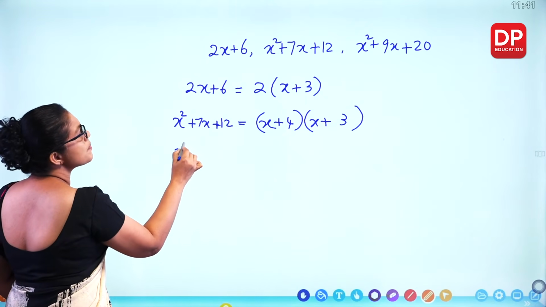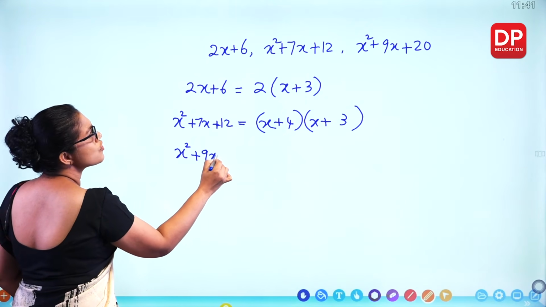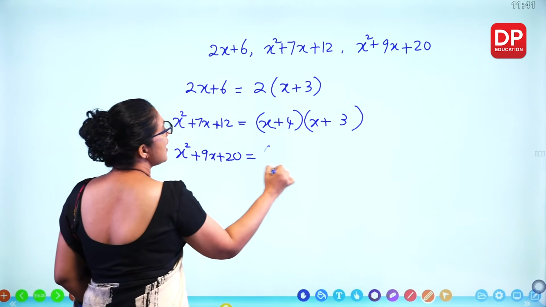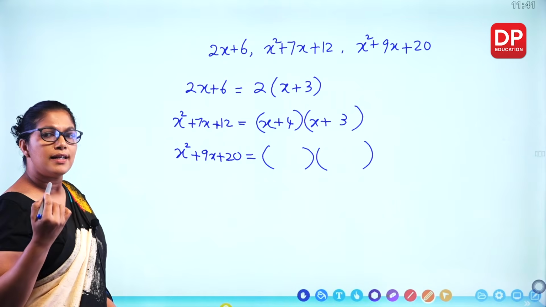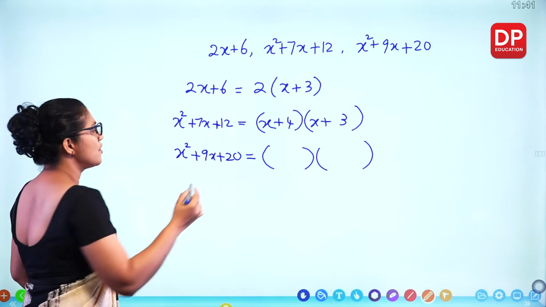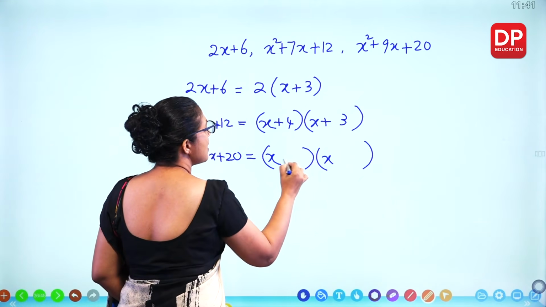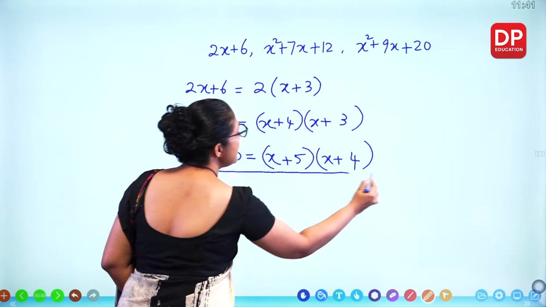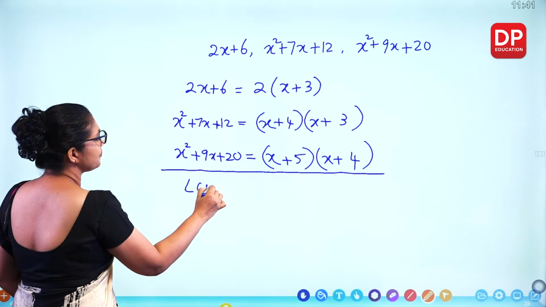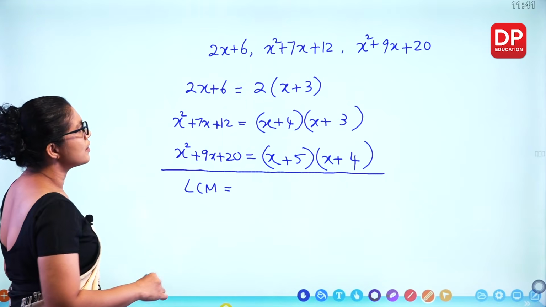Now take the next expression, x squared plus 9x plus 20. So what are the factors of 20 to get 9? 4 and 5. So you can write x plus 5 and x plus 4. Now if you want the least common multiple, how can we find out?